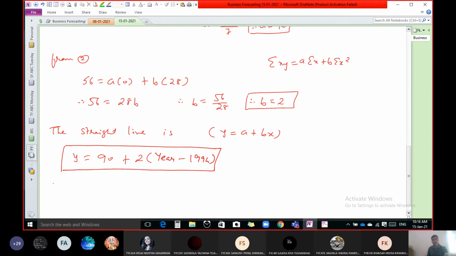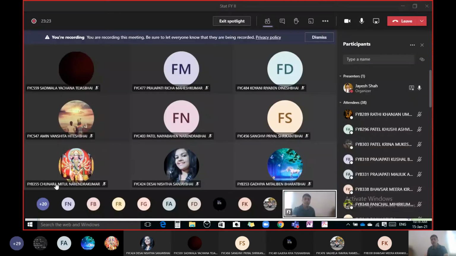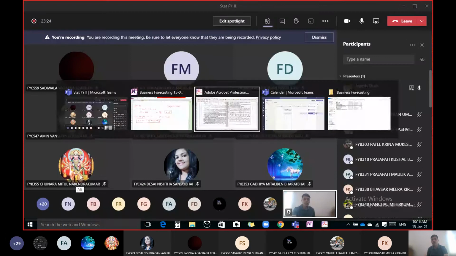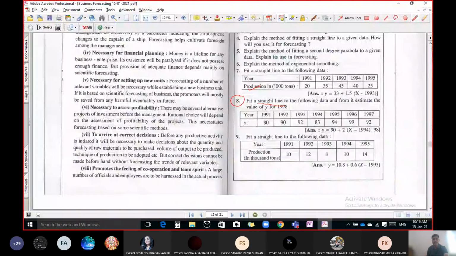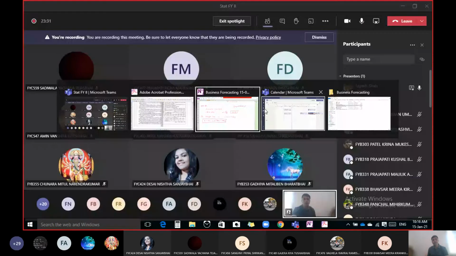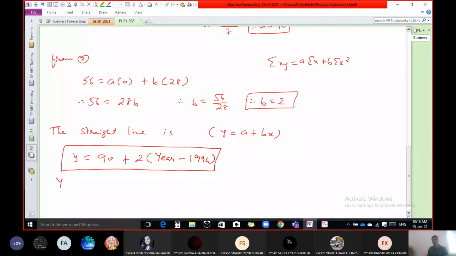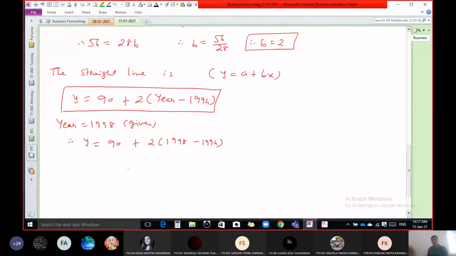Now here it is given that we have to estimate the value of y for the year 1998. So let us take year equal to 1998. Taking year equal to 1998, that is given, and we have to find out the value of y. So 90 plus 2 times year, that means 1998 minus 1994, that is nothing but 4. So we get 90 plus 2 into 4, that is 8. So y equal to 90 plus 8. So y equal to 98.